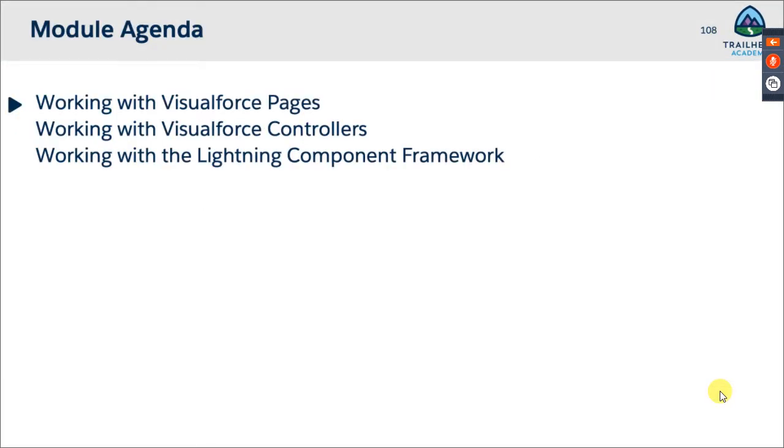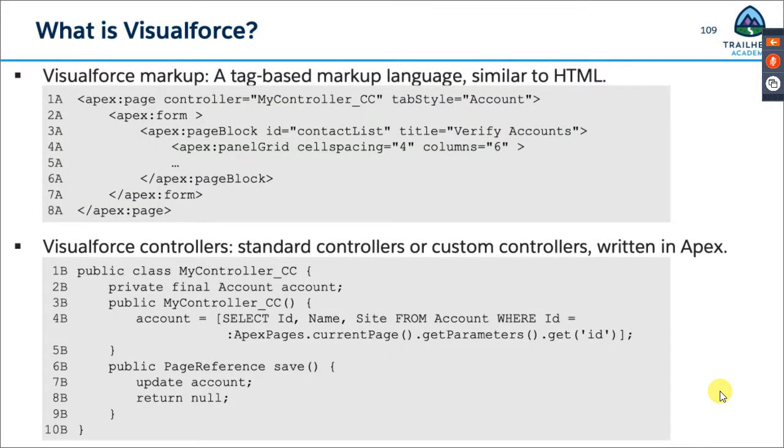So let's begin with Visualforce pages. Here you see two pieces of code. On the top, you see a Visualforce page. On the bottom, you see the controller in Apex for that particular Visualforce page. How do I know that it's a controller for that? Because in Visualforce, we have the controller attribute, which invokes myController_cc, which is this class here.